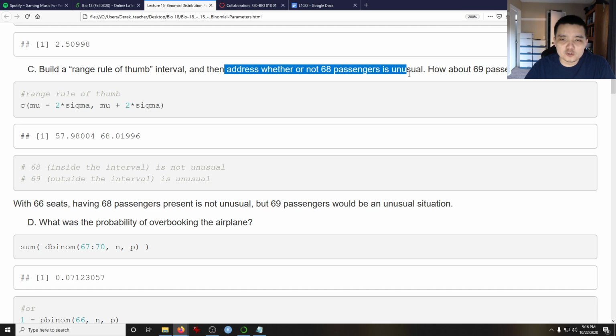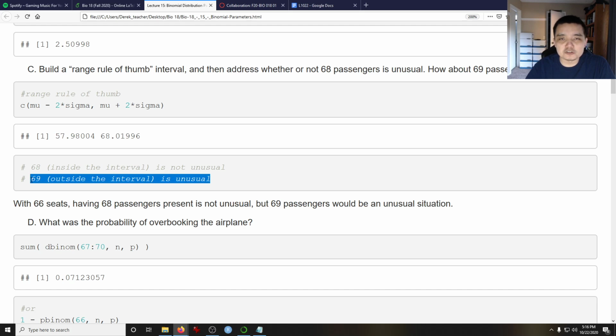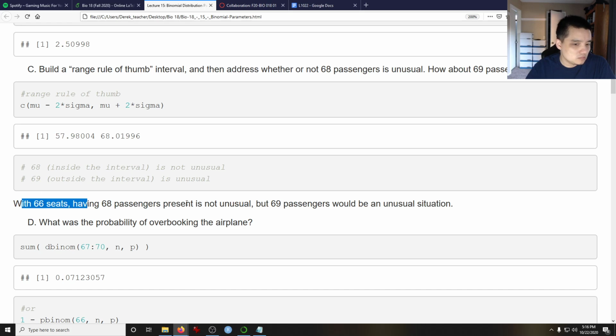So I could address questions like, is 68 passengers showing up to the flight unusual? How about 69 passengers? Well, because 68 is inside the interval, I, the statistician, would say it's not unusual. Because 69 passengers is outside the interval, I would say that's an unusual amount of passengers to appear to the flight that day. Oops, I typed it twice.